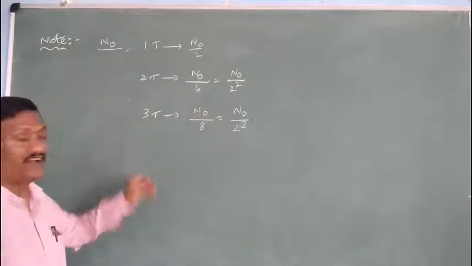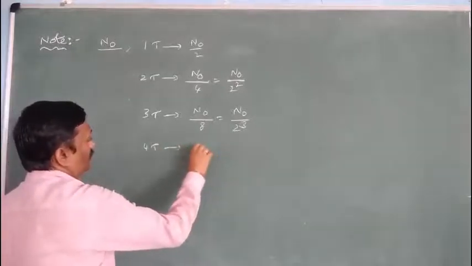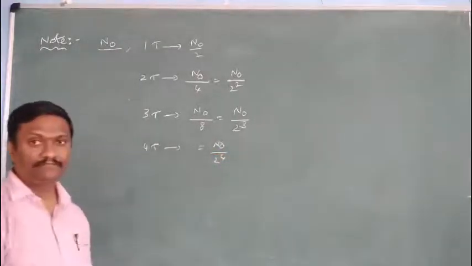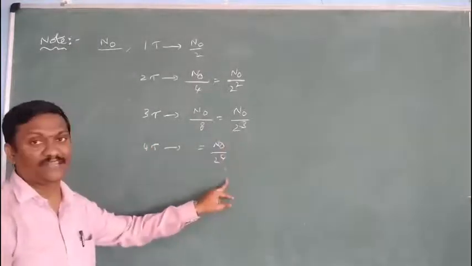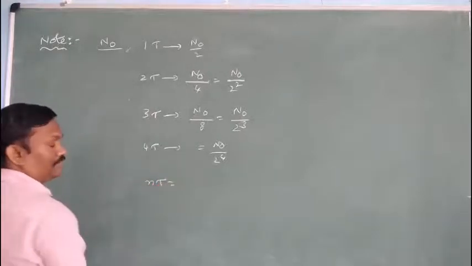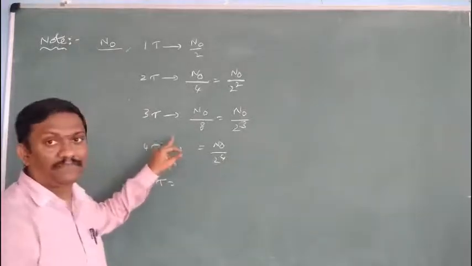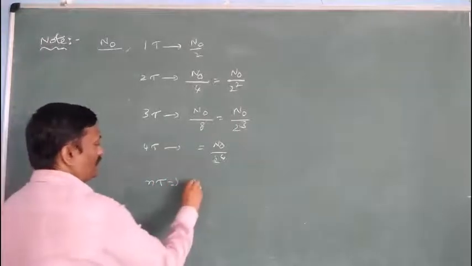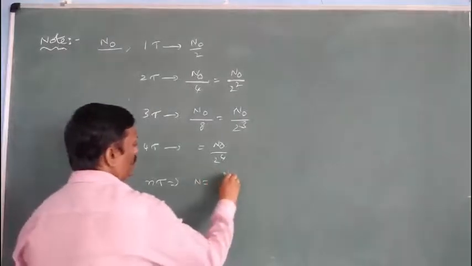Similarly, after completion of 4 half-lives, the number of atoms undecayed is N naught by 2 power 4. After completion of 10 half-lives, the number of atoms remaining is N naught by 2 power 10. Or after completion of n half-lives: 1 half-life means 1T, 3 half-lives means 3T, n half-lives means nT. After n half-lives, the number of atoms undecayed, N, is equal to N naught by 2 power n.